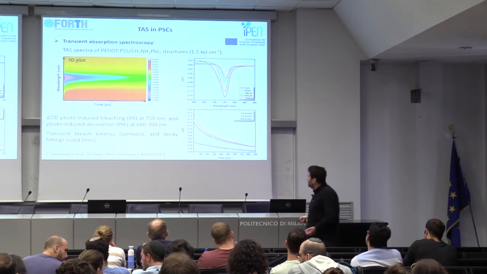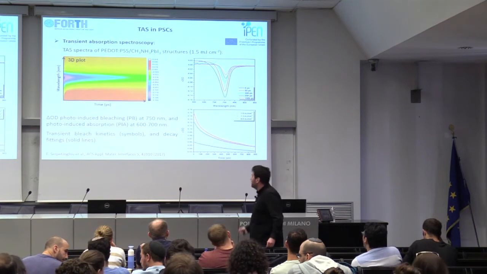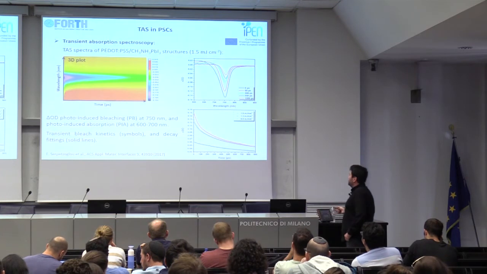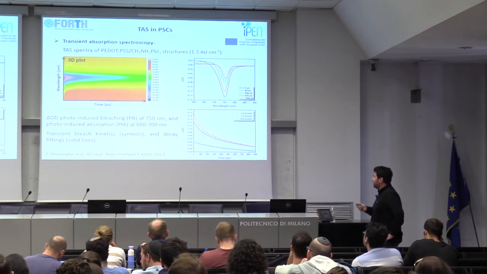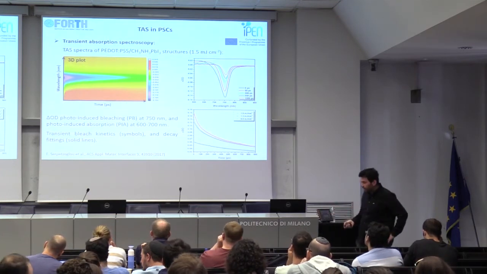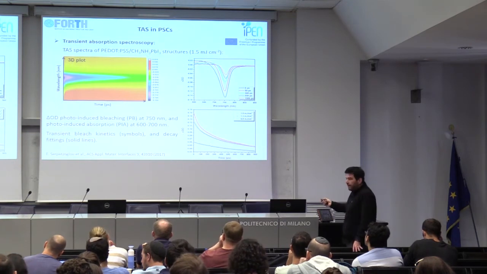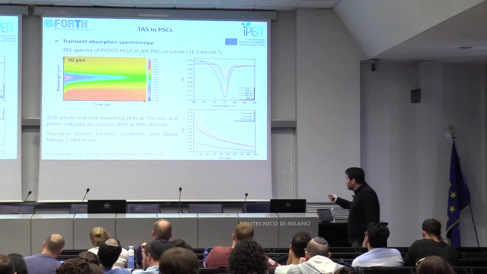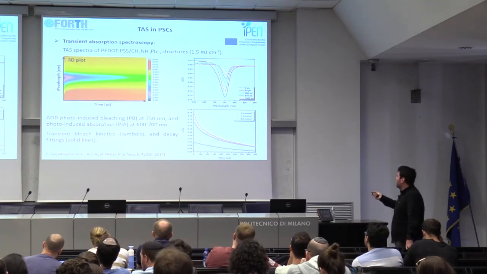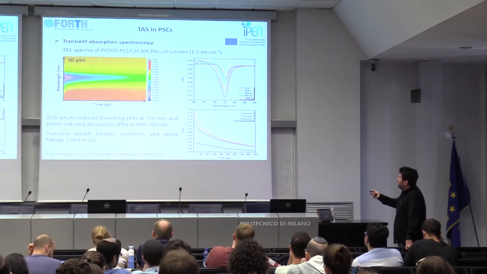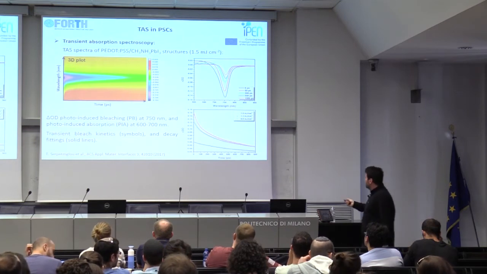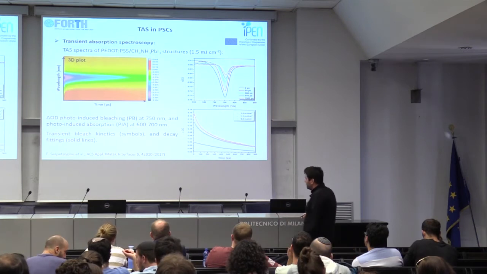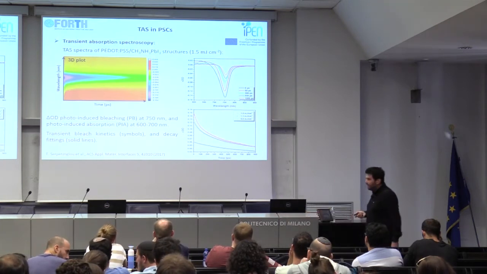And now, in order to understand the origins of why this is happening, we apply transient absorption spectroscopy. And here is a typical spectra of the PEDOT-PSS methylammonium lead iodide structure. So you have the HCl and the perovskite configuration. And you can see this photo-induced bleaching, which is the characteristic of methylammonium lead iodide perovskite at 750 nanometers. And of course, we can see some photo-induced absorption in lower wavelengths.